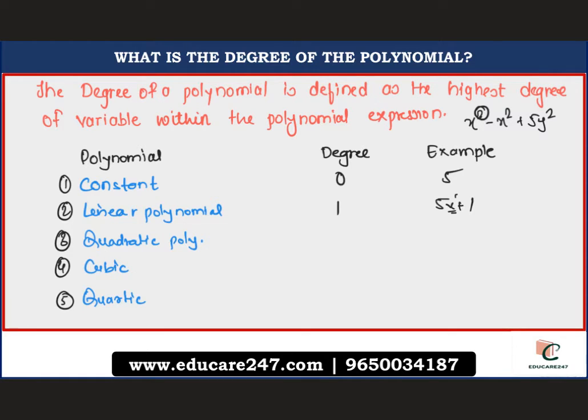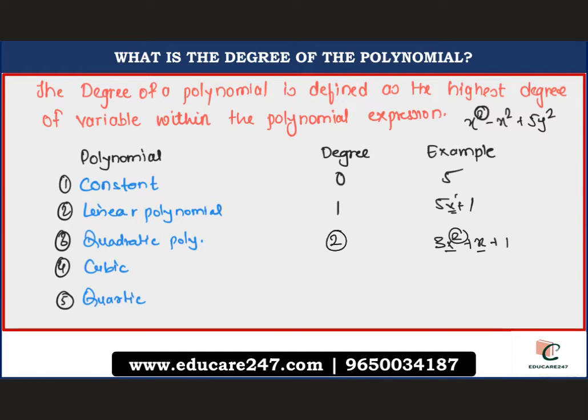Now, for a quadratic polynomial, the degree will always be 2. Why? I'll give you an example. Suppose this is a quadratic polynomial, 3x square plus x plus 1. What are the variables over here? x and x square, these are the terms of variables. What is the highest power? 2. Hence the degree is 2. There is no other power higher than 2.